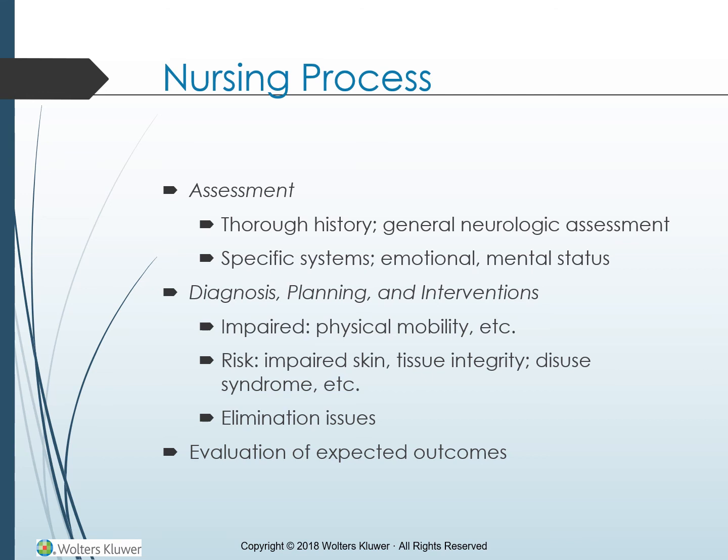evaluation of expected outcomes for the risk for skin impairment. Skin will remain intact and free from infection. For expected outcomes for risk for disuse syndrome, the client will maintain range of motion in all joints. For constipation or diarrhea, the expected outcome would be the client will have regular bowel movements at least every 3 days. Total urinary incontinence or urinary retention, the expected outcome, the client will void, the bladder will empty with no urinary retention or both.